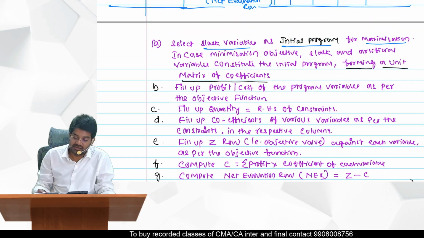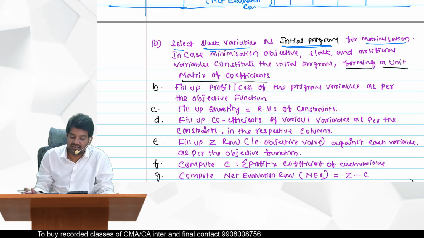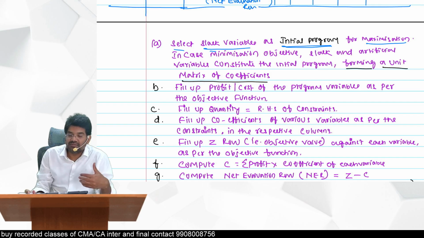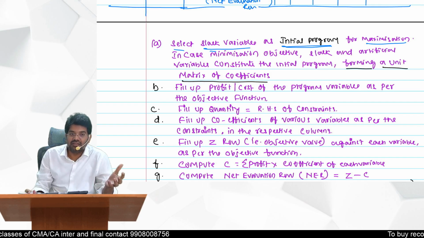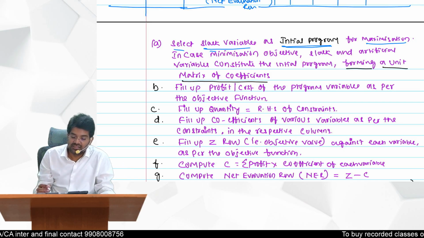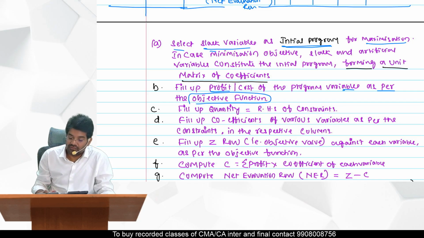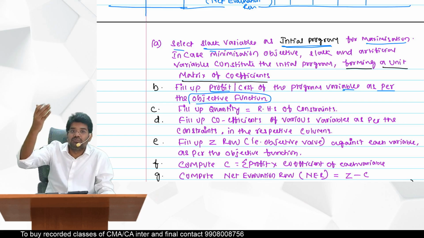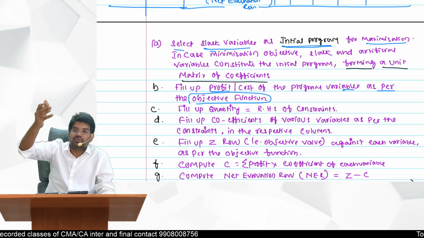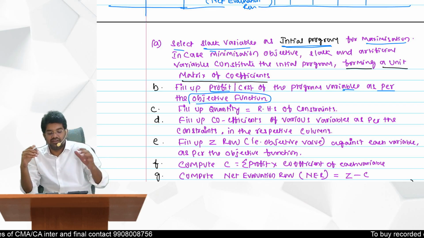So let us understand this. Select slack variables as initial program variables for the maximization. Now we are doing a maximization problem, no? Yes, so we have selected slack variables as the initial program variables. Then fill up profit or cost of the program variable as per the objective function. So in the objective function, what is the value of program variables s1, s2, s3? Nothing but the profit. Profit will be 0 only, no? Yes, that is what I have taken.